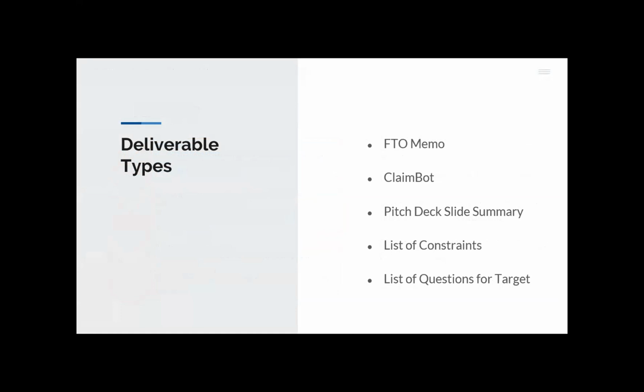So the deliverable types can range from everything from a formal FTO memo. They can be some kind of claim mapping analysis using our ClaimBot tool, which I'll be talking about and actually focusing on. If it's in the due diligence context, a lot of times we have clients that are asking us to do pitch decks. So when they're seeking funding or that sort of thing, we are usually integrating a high-level FTO result into the pitch deck and combining it with the value proposition of the company that seeks funding or seeks to be acquired. You can also provide a list of constraints or a list of questions for the target. Those are different types of deliverables that come out of an FTO context. Next slide.